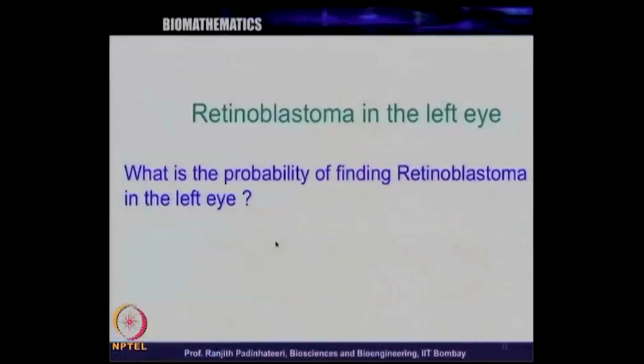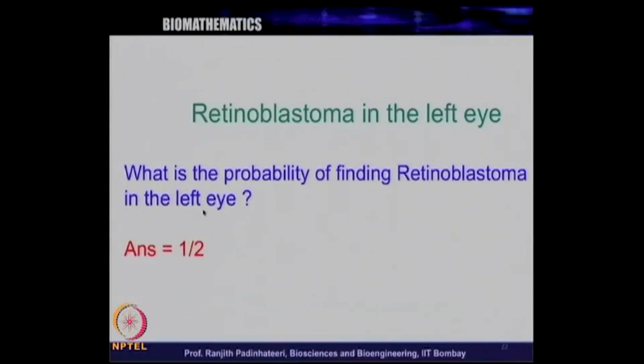It can come on the left eye or on the right eye, we do not know. So, there is equal probability, there is no particular preference for mutation. If you look at a large sample of people, there is no reason why it is on the left or on the right. It can be on either. So, the probability that you find the retinoblastoma on the left eye is half, because there are only two possibilities.